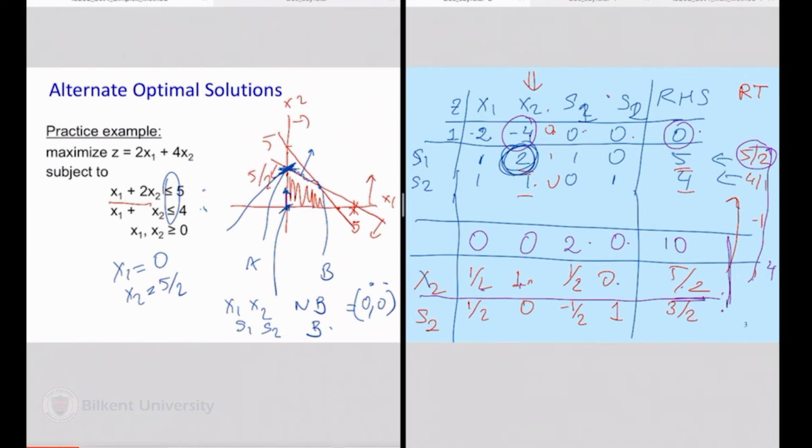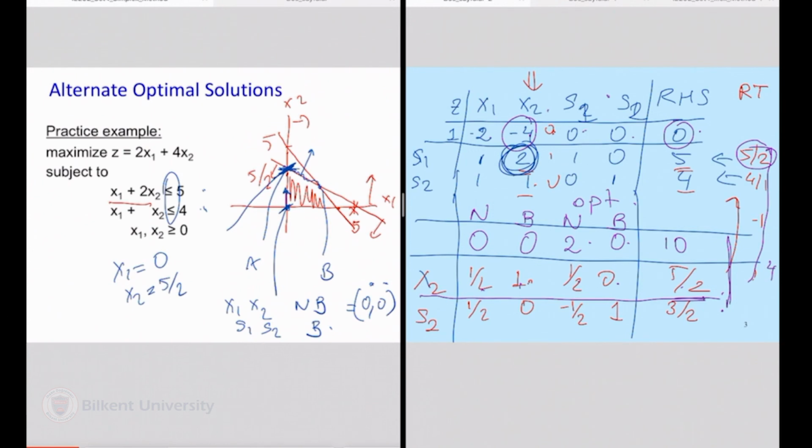Okay, but now this is optimal. Why is it optimal? Because I don't have any negative coefficients in my objective. What are my non-basic variables? x1 is non-basic, x2 is basic, s1 is non-basic, and s2 is basic. So I have 2 non-basic variables, 2 basic variables.